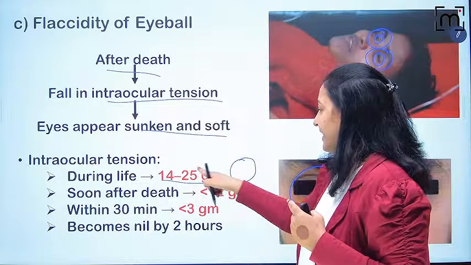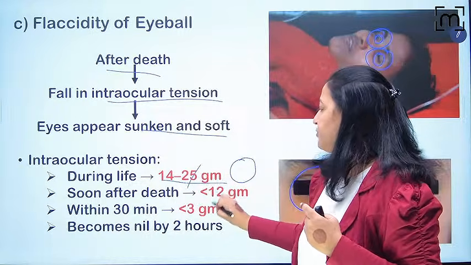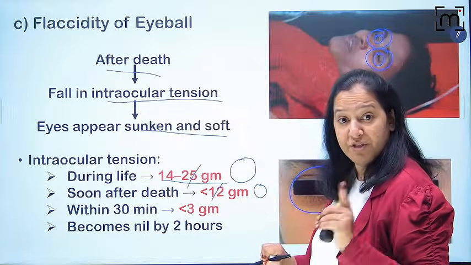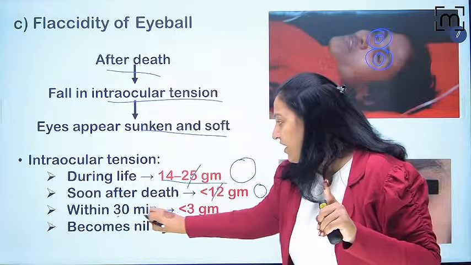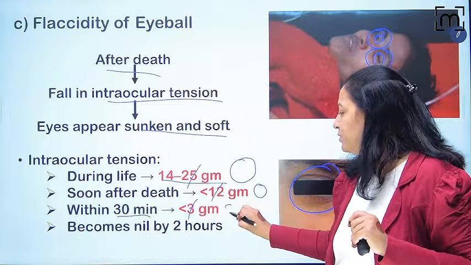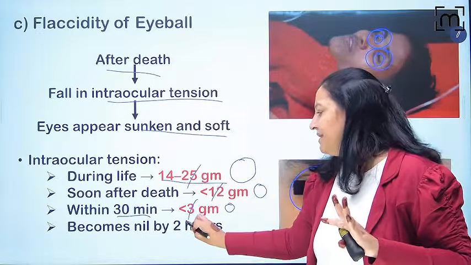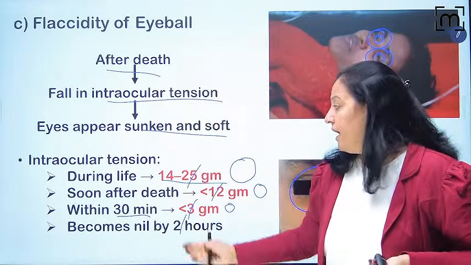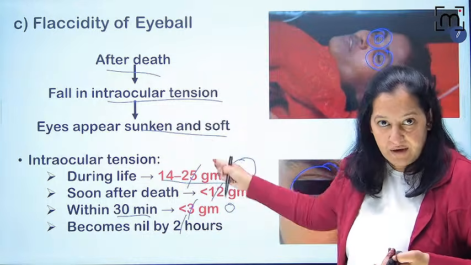Soon after death, it becomes half. From 25, it becomes 12, nearly half. So the size of the ball becomes half; you can see this immediately after death. After 30 minutes, it reduces to 3 grams only. So it's very small, and it becomes nil by 2 hours. So the eyeballs keep on sinking after death. So you have to learn these figures.